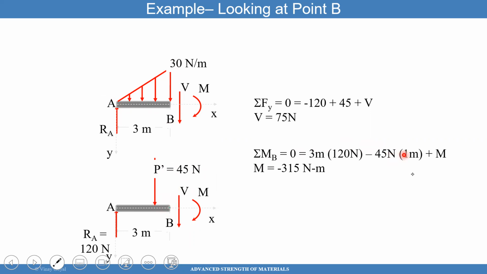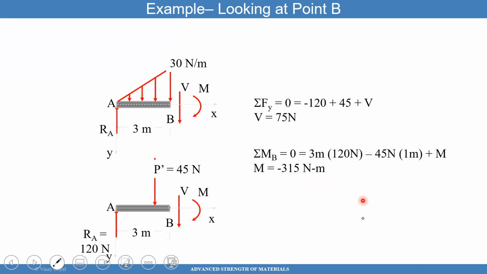So 45 times 1 meter plus the moment here. And then you have this 120 times this distance that also contributes to a moment of 3 times 120, because it's moment arm distance times the force applied. So that's 360 minus 45. And then you can get the moment of 315 newton meters.